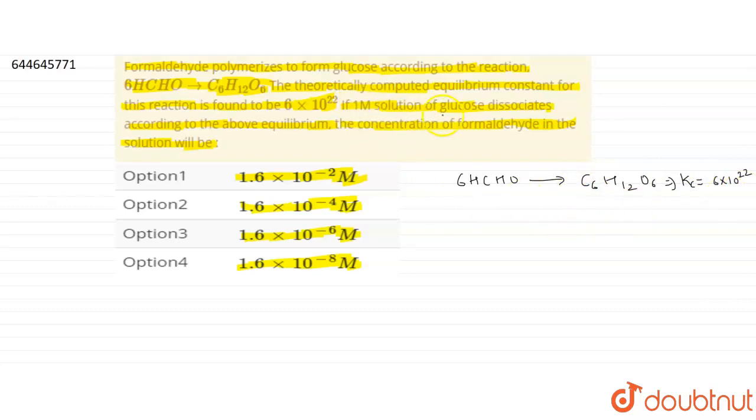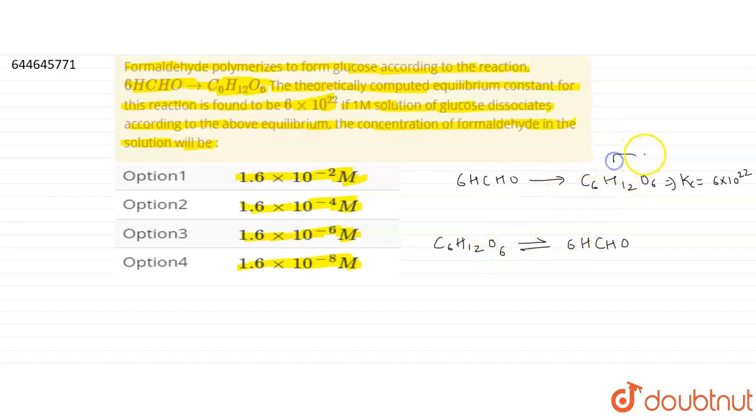Now we have, if 1 molar solution of glucose dissociates according to the above equilibrium. So glucose dissociates at equilibrium like this: C6H12O6 dissociates into 6HCHO, that is into formaldehyde. This is the dissociation of glucose, the reverse of the polymerization of formaldehyde. So this reaction is the inverse of the first reaction.